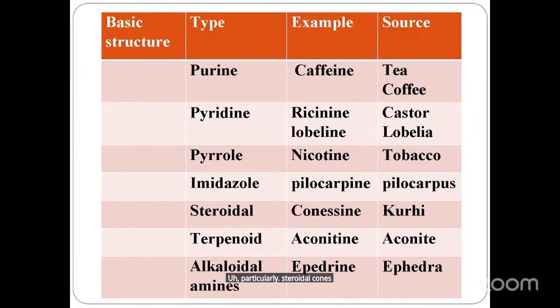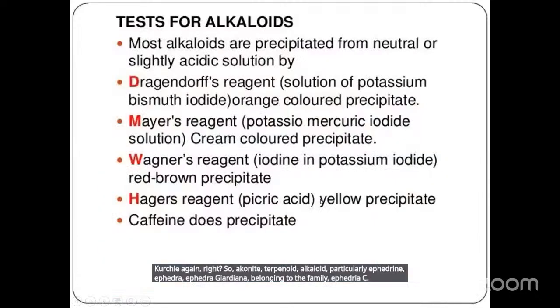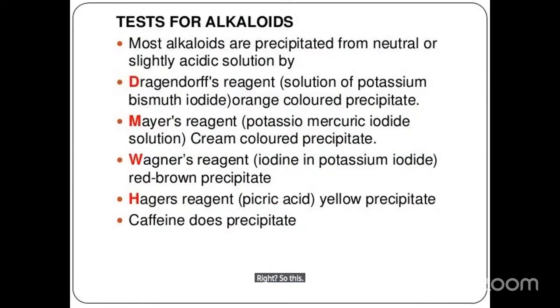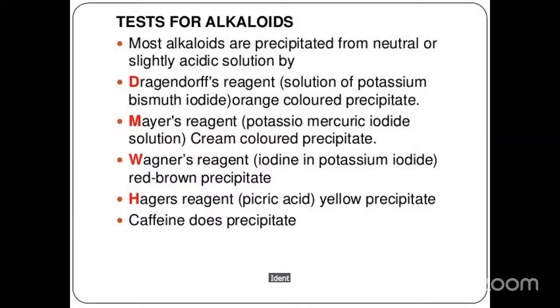Holarrhena antidysenterica, that is a kurchi again, right? So aconite, terpenoid, alkaloidal, particularly Ephedra gerardiana, belonging to the family Ephedraceae, right? So whatever we have discussed, that was the classification. Now today's topic is identification tests for the crude drugs.